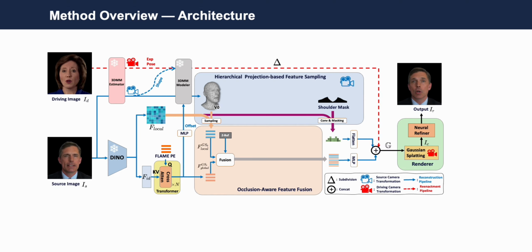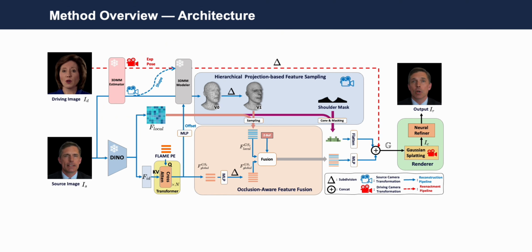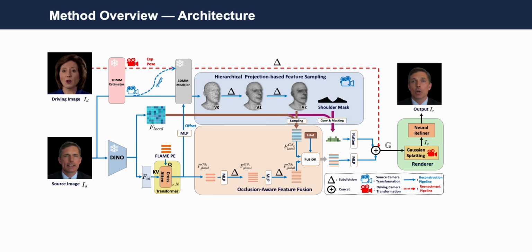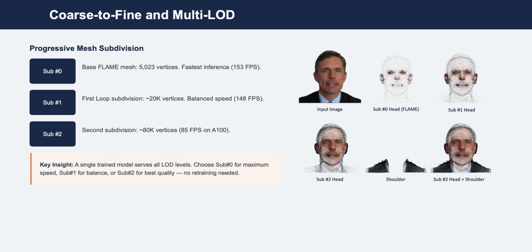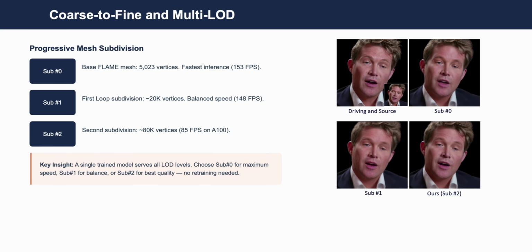One of the most interesting parts of this work is the coarse-to-fine learning strategy with multi-LOD support. Instead of directly operating on a very dense mesh from the start, the method begins with the base FLAME mesh, which has around 5,000 vertices. Then, during training, it progressively refines the representation through mesh subdivision. As a result, the model supports 3 levels of detail. The key advantage is that a single trained model supports all these LOD levels. So at inference time, we can choose the level of detail based on the available hardware and the latency requirement.